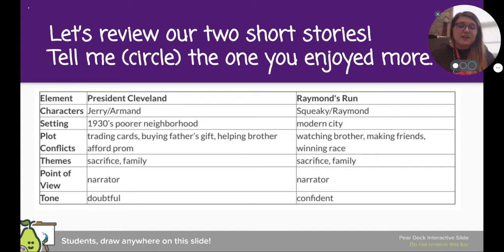Raymond's Run was different because our characters were Squeaky and Raymond, and this was told in a modern New York City. The conflict was watching her brother, making friends, and winning the race, where the themes were about sacrifice and family, which you could probably see were common themes. It was also told through the viewpoint of the narrator, but this time it was in first person. And the tone was much more confident. So think for a second, which one did you enjoy more? Did you enjoy President Cleveland, Where Are You? Or did you enjoy Raymond's Run?